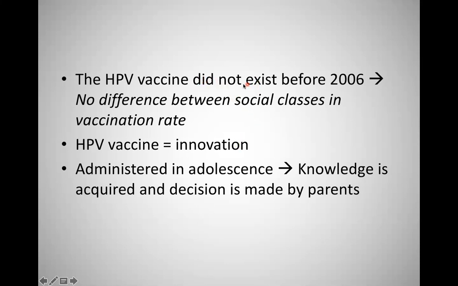Okay, so this vaccine did not exist before 2006. And before 2006, of course, there was no vaccine, so this statement is even silly that there's no difference between social classes and vaccination rate. There was definitely a difference in HPV infection between social classes and between racial groups in the United States, at least if we think about the United States. And of course, because HPV infection is related to poverty and exposure through sexual contact.